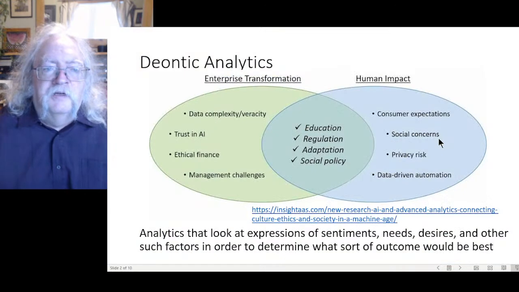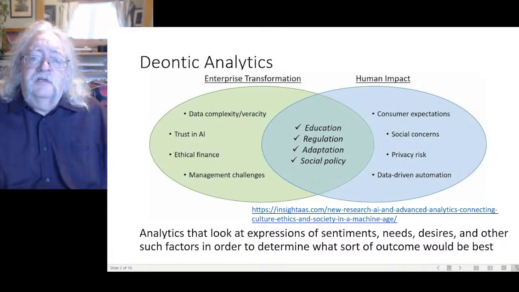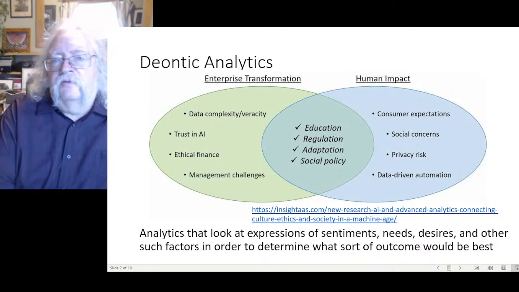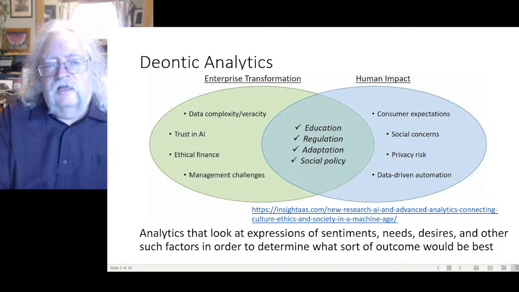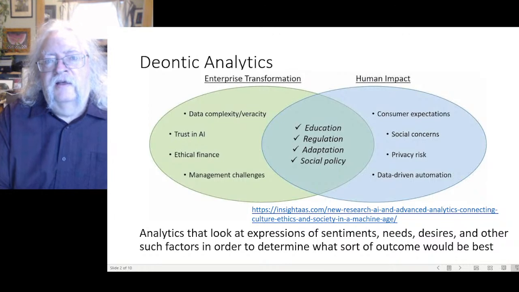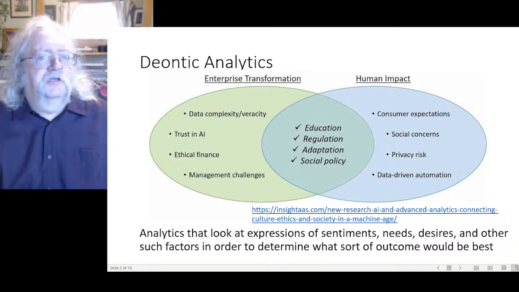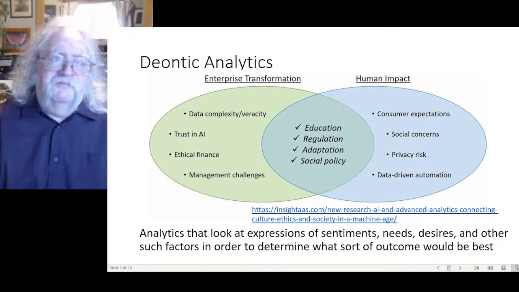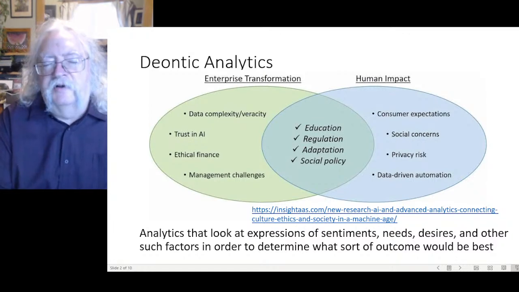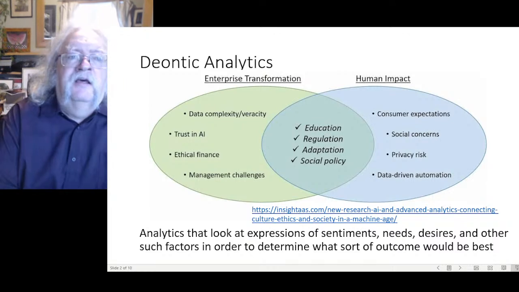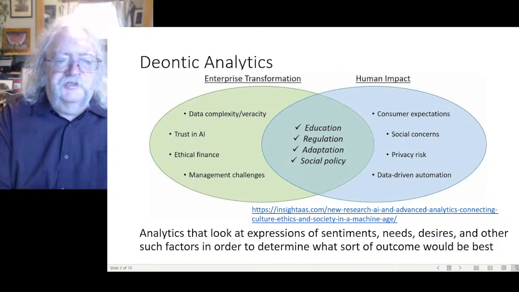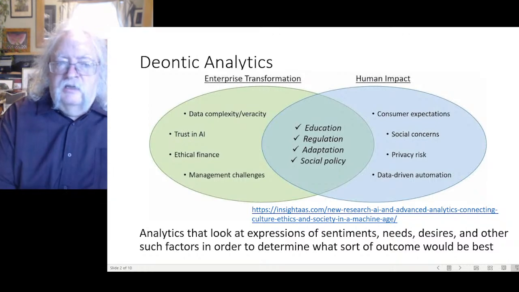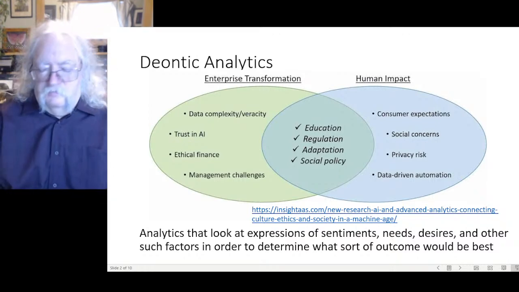So there we go. Deontic Analytics, in a sense, deals with right and wrong. It's basically the idea that the computer, the artificial intelligence, is telling us what's right and wrong. But of course, this subject of right and wrong is more subtle than that, and Deontic Analytics are more subtle than that. And they bring in areas from varied domains.